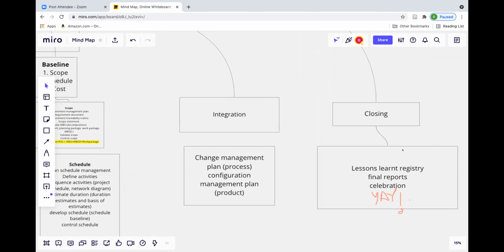Then we have the closing. In the closing, we have the lessons learned register and final reports. Then the lessons learned register is transferred to the lessons learned repository, and then we have the celebration. Okay, so this completes team 1. Well done, team 1. A round of applause for team 1.